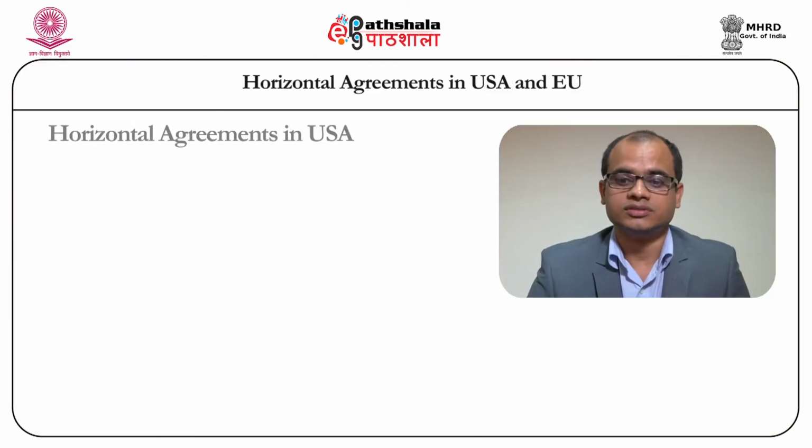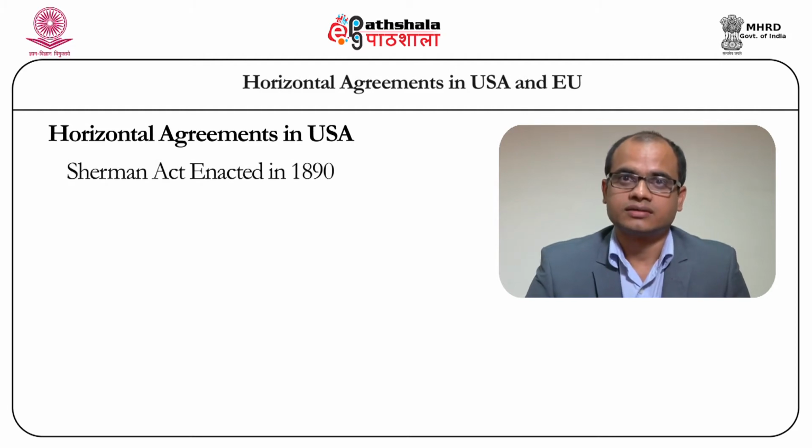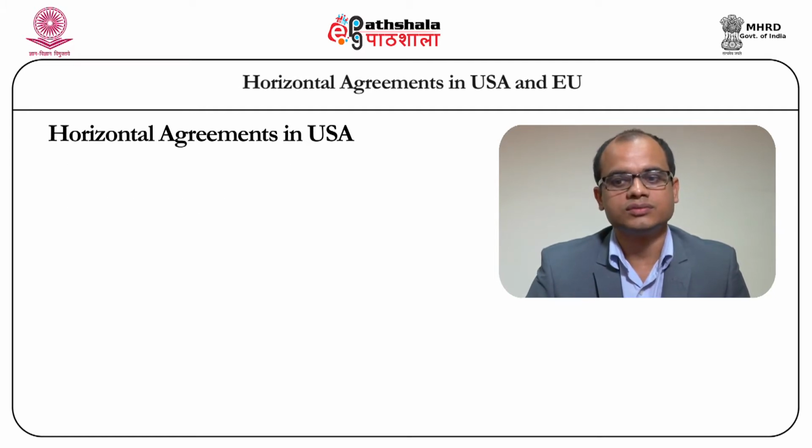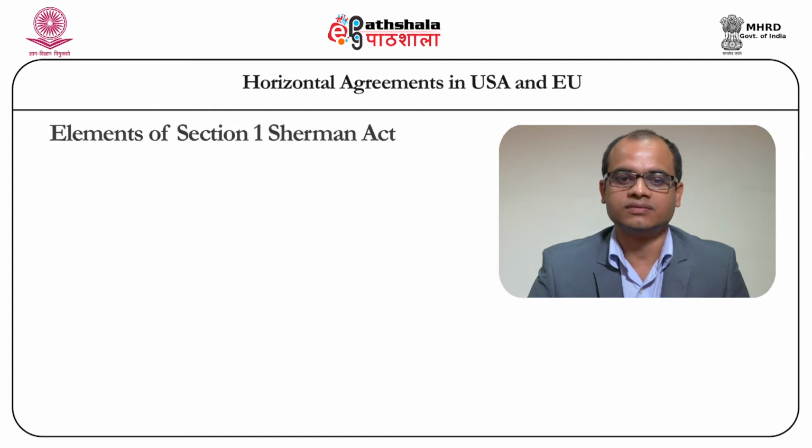Moving on to horizontal agreements in USA, the Sherman Act is the oldest act. It's of 1890, and Section 1 of the Sherman Act prohibits every contract, combination in the form of trust or otherwise, or conspiracy in restraint of trade or commerce among the several states or with foreign nations. So the section refers to contracts, combinations, or conspiracies in restraint of trade. Therefore, a concerted action between two or more separate persons or entities needs to be shown. So we can see the important ingredients of Section 1 of the Sherman Act.